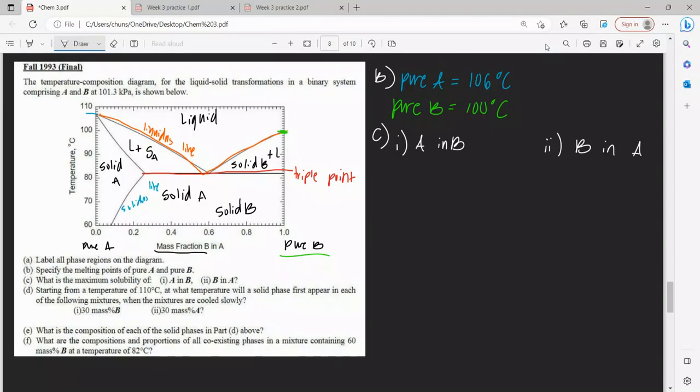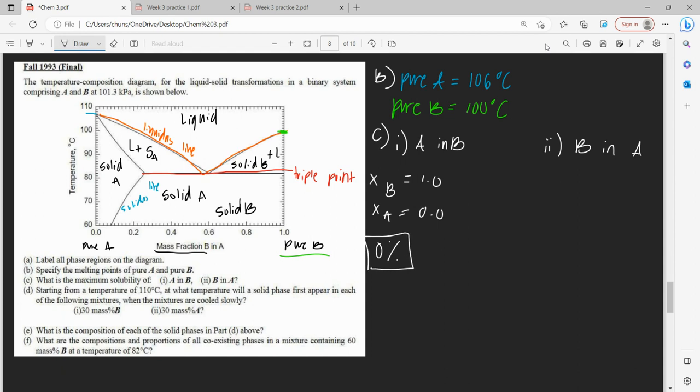So if we want to maximize solubility, that means we'd have the most B we can, which is 1.0 in our mole fraction. And we want to have the least amount of A, and that would just be 0 in this case. So then this is 0% for A and B.